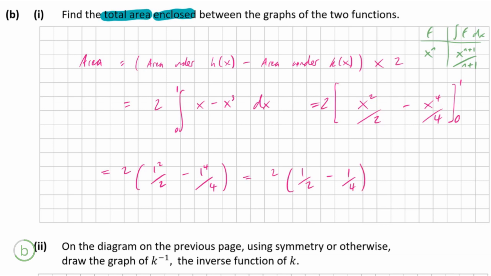So therefore we have 2 times a half minus a quarter, which is 2 times a quarter, which is equal to a half. And we need to make sure to put in the units squared as well because we're dealing with area. And that's it for part B, part 1, once you find that area, and it's worth 10 marks.